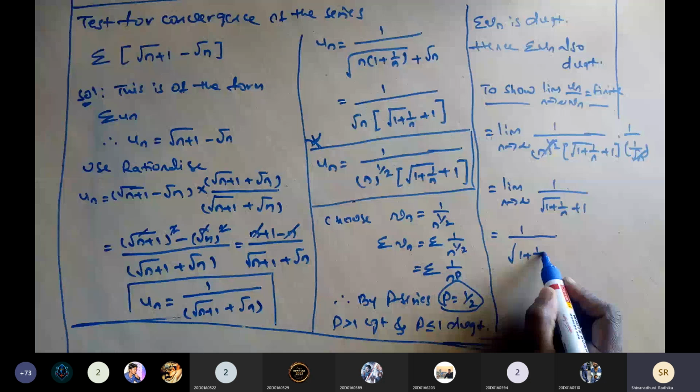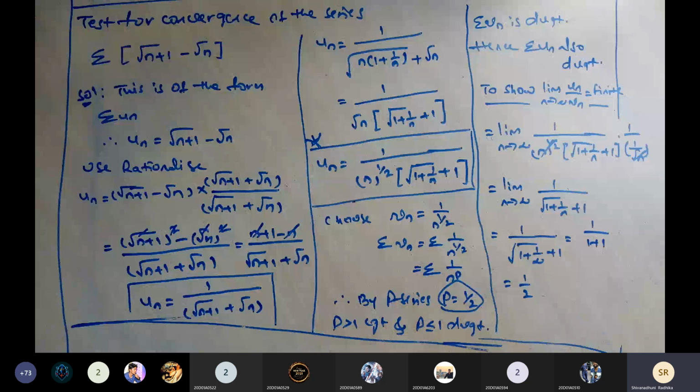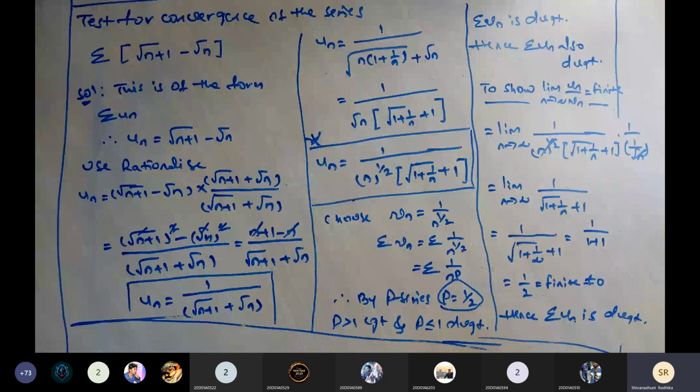Is the 1 by 2 value a finite value or an infinite value? Finite value. And is this equal to 0 or not equal to 0? This is a finite value that must be not equal to 0. Hence the condition is satisfied. Hence summation un is divergent. It is clear? Okay, ma'am? Doubts?